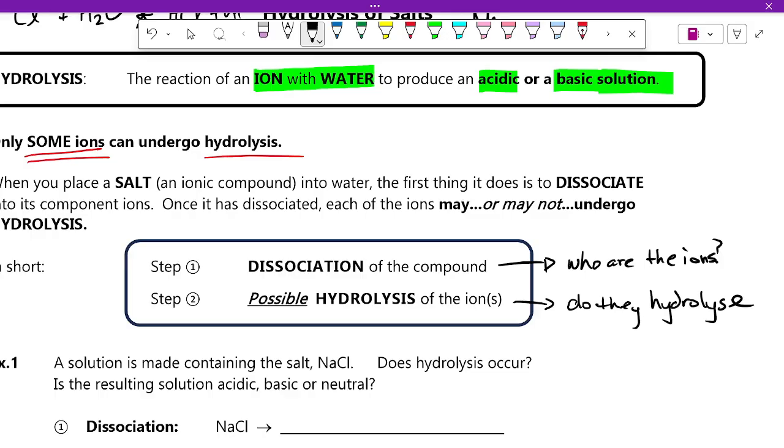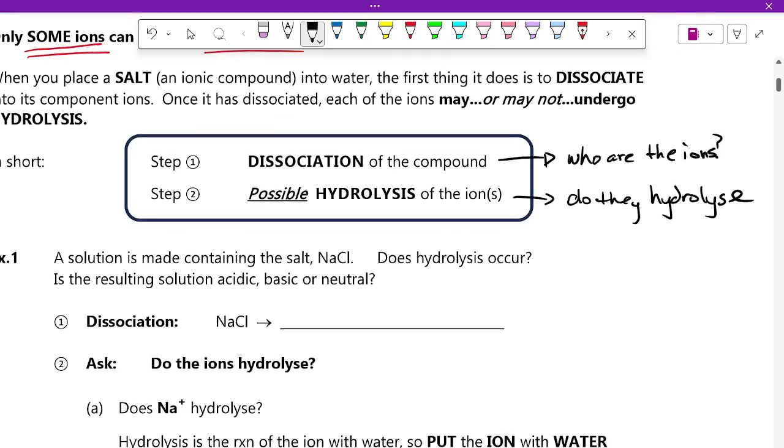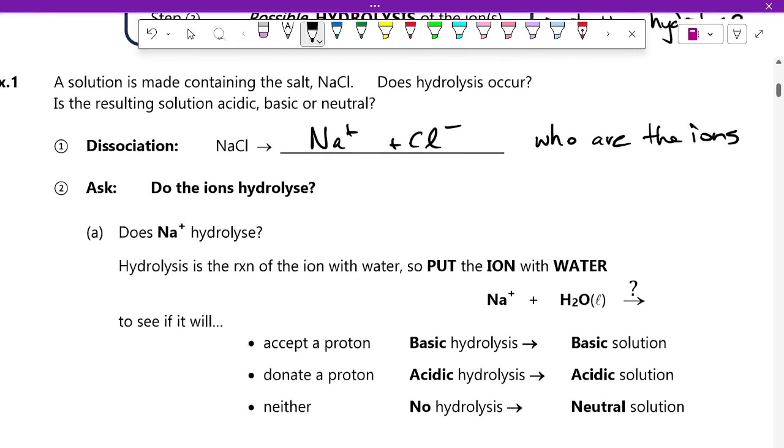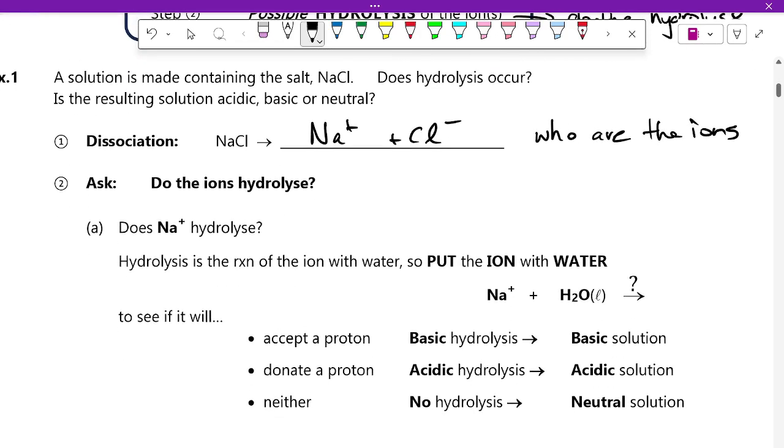Okay, so we have a salt containing Na and Cl. Does hydrolysis occur? If we dissociate NaCl, who are the ions? Yeah, Na plus and Cl minus. Do they hydrolyze? Does Na hydrolyze? It doesn't do anything in water. Hopefully you just kind of know that. Alkali ions do nothing, okay?